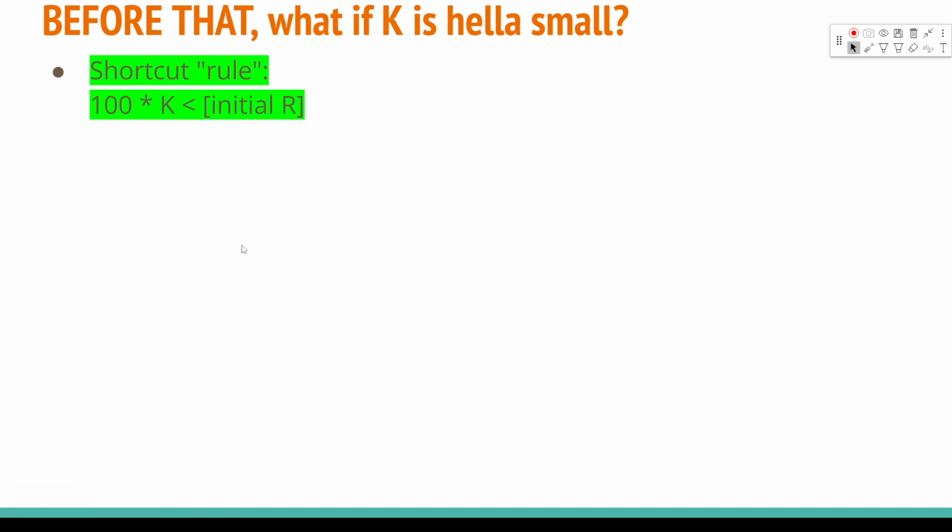Now, I'm going to put rule in quotes, because it's not a real rule. And honestly, you don't have to use this shortcut, but it saves you so much time on the math. So, I recommend it. So what the heck is this shortcut? We have 100 times K, so K being the equilibrium constant, is less than the initial concentrations of R. So if there's multiple reactants, then we're looking at all of them, not just one of them. Every single reactant has to follow the shortcut in order to do it.